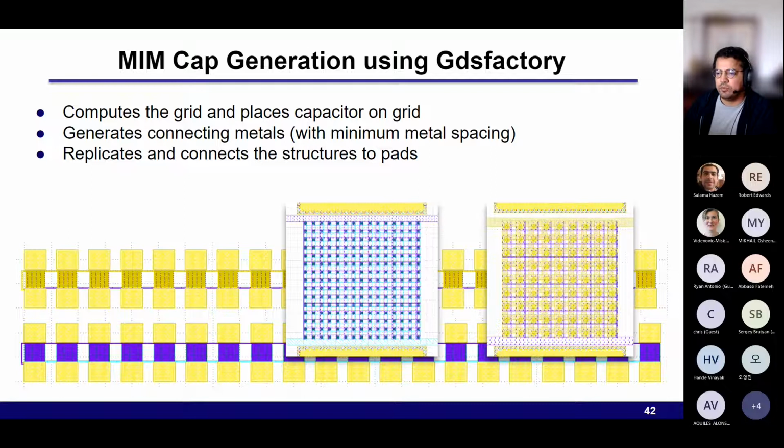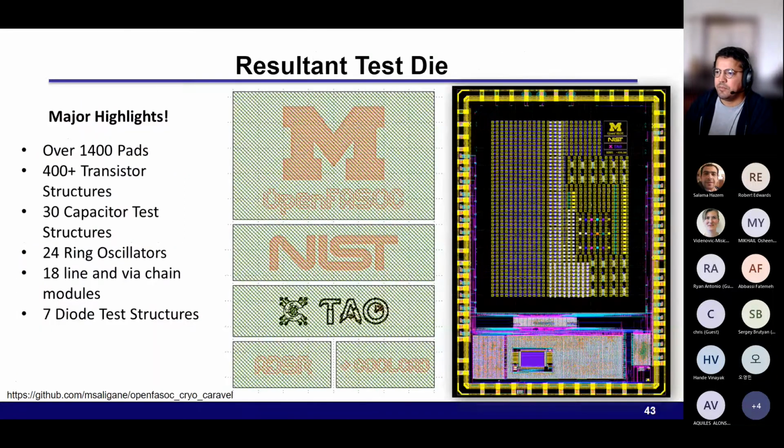But just to end this part, this is the resultant test die. We had over 1,400 pads, 400 plus transistor structures, 30 capacitor test structures, ring oscillators, line and via chain modules, and 7 diode test structures. So this has been done with NIST, Team's Ansel Group at Google, IDSR from Israel, and Coolcat from Atkins Group.